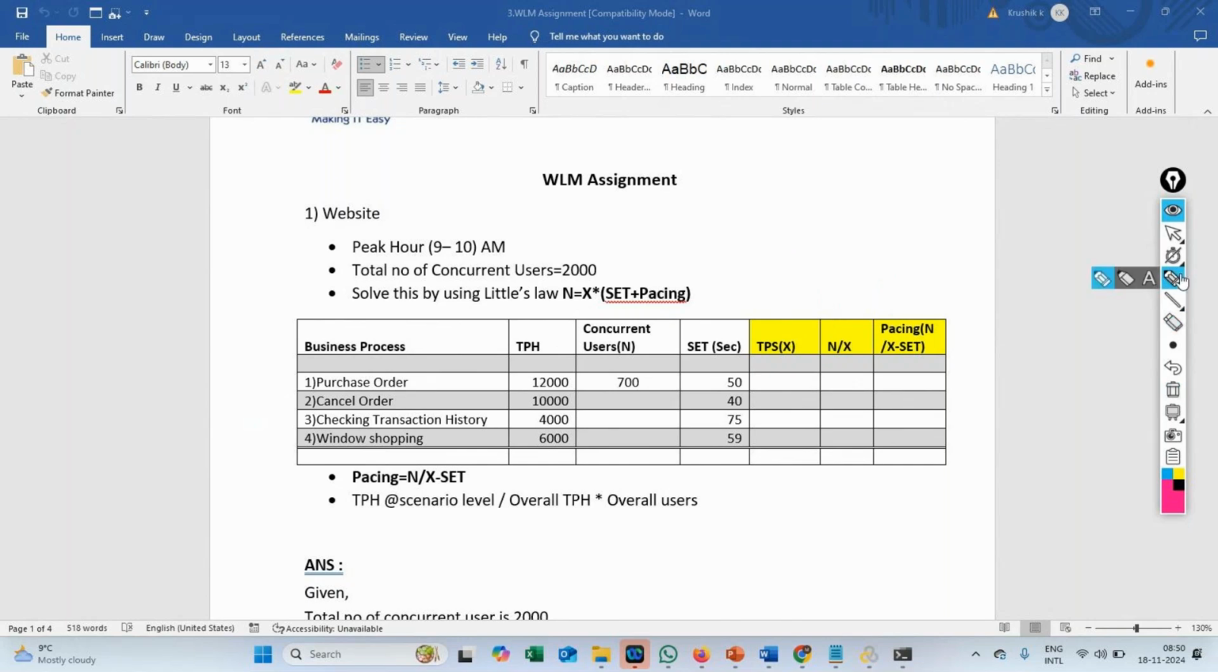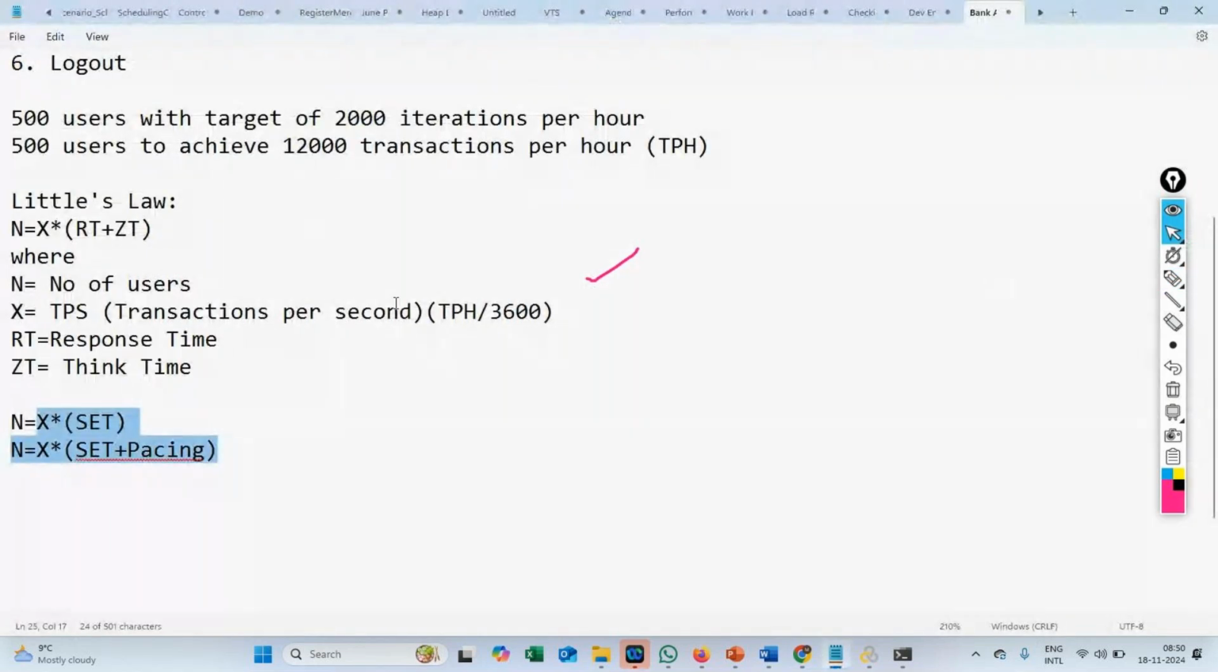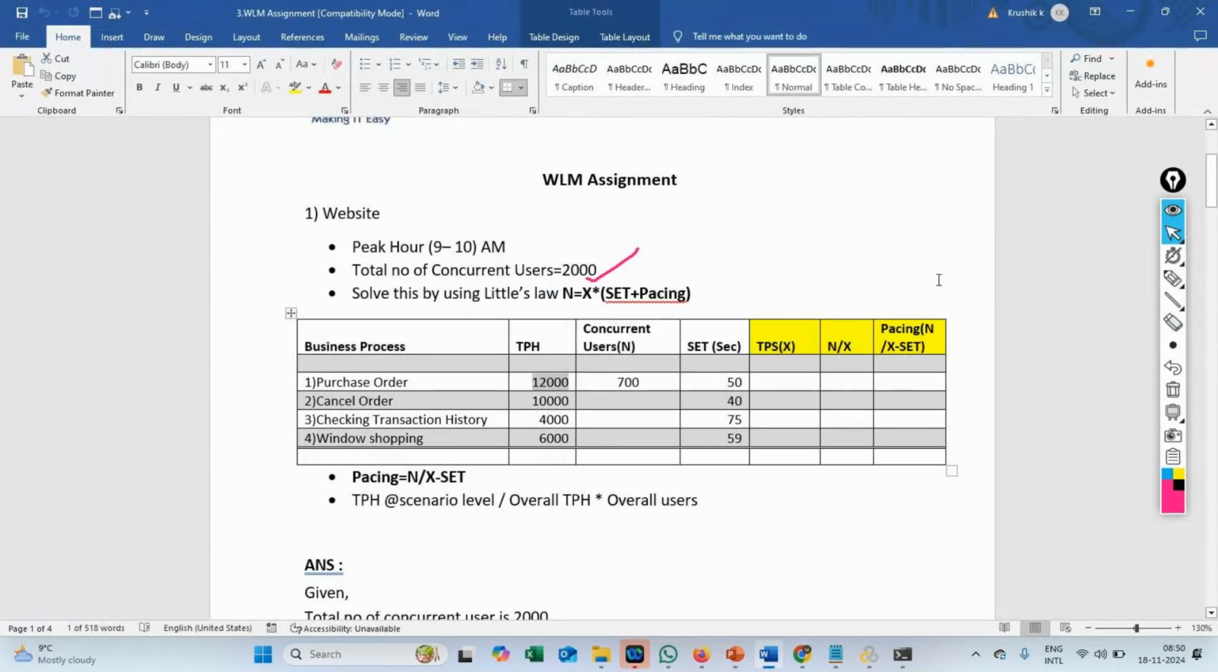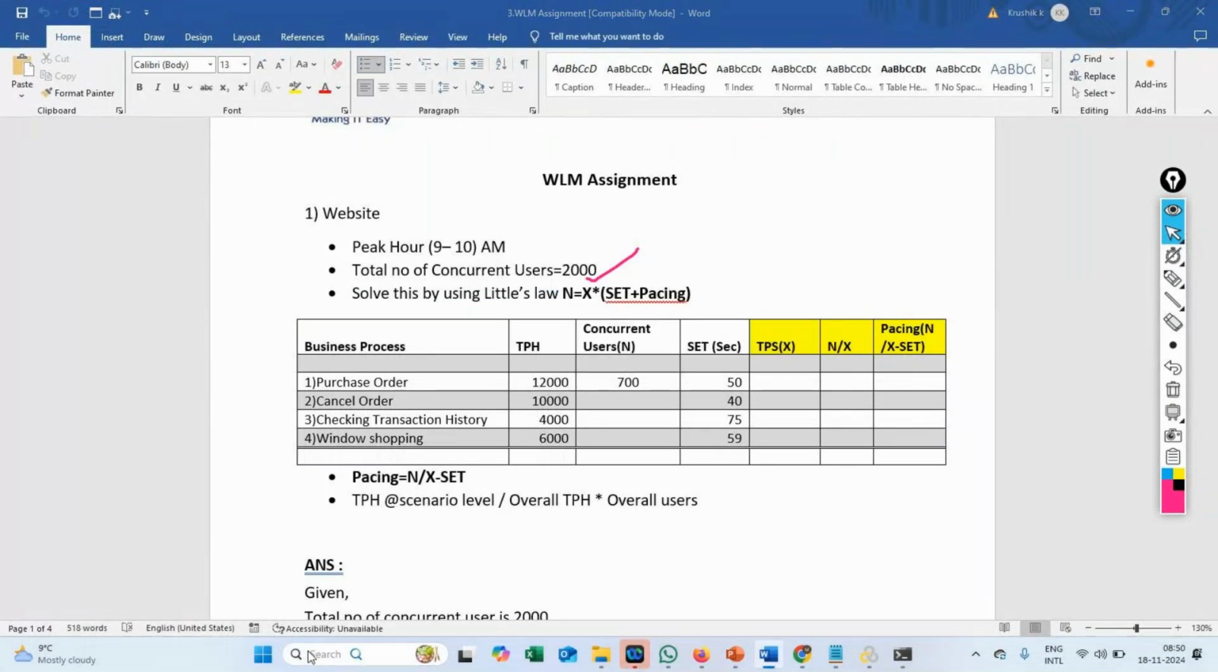That's it. So the first thing you need to do is this X value, which we are calling TPS, transactions per second. Just divide this TPH value by 3600. So I'll open the calculator.